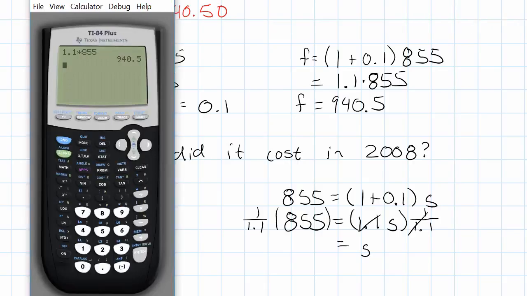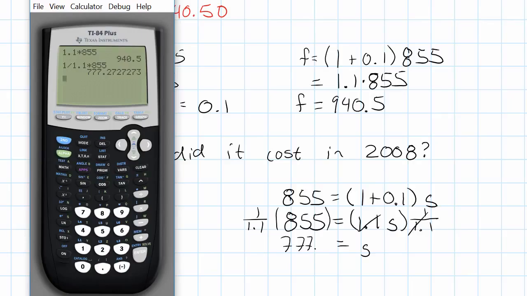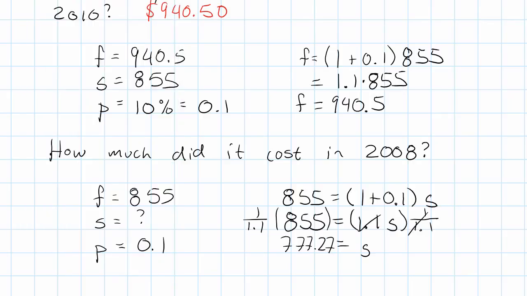On the left, 1 over 1.1 times 855 gives us 777, let's round that to the nearest penny, 27. So we get 777.27. Right, these are now approximately equal. $777.27 is how much it cost in 2008.